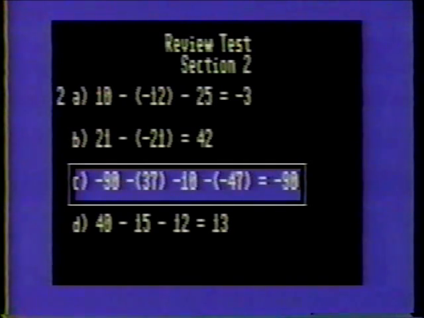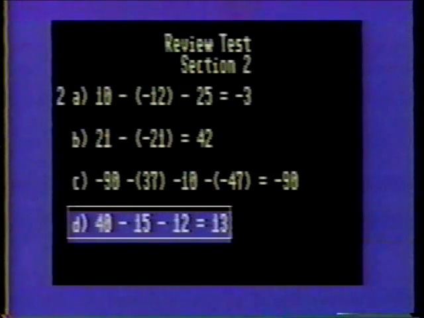Adding all of these numbers with like signs, we get negative 90 minus 37 minus 10 is negative 137. Negative 137 plus 47 is negative 90. In problem 2D, simply solve the problem from left to right. 40 minus 15 minus 12 is 13.